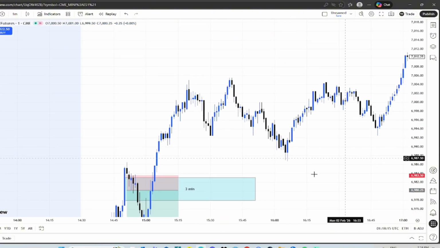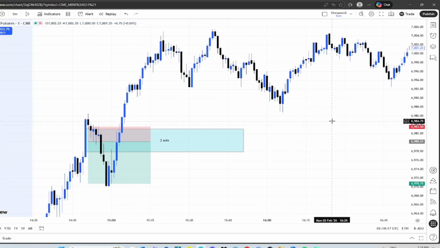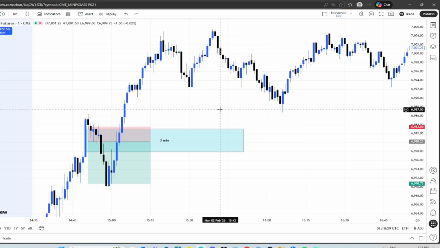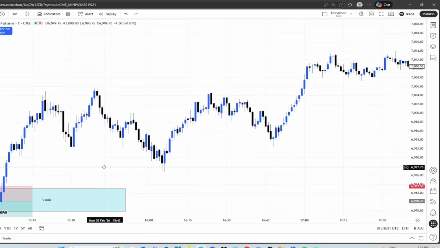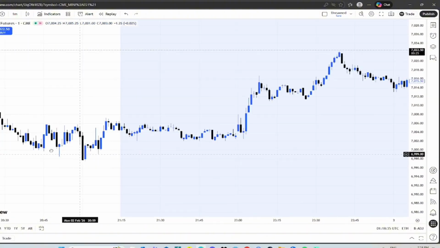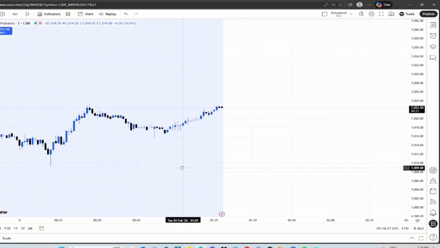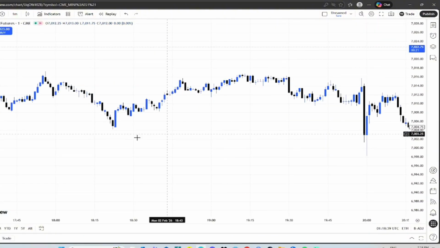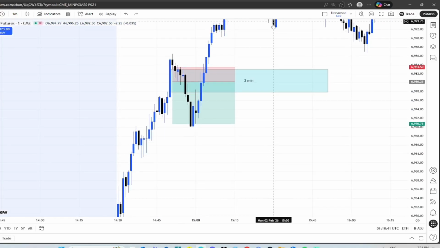I could have looked for continuation, which would have been much better than the short that I took, but it doesn't matter. I made profit and I wanted to save capital, so I didn't try to go for more continuations after I took that trade, because as you can see, price consolidated for the rest of the day and is now consolidating in the Asia session. So I'm not mad.